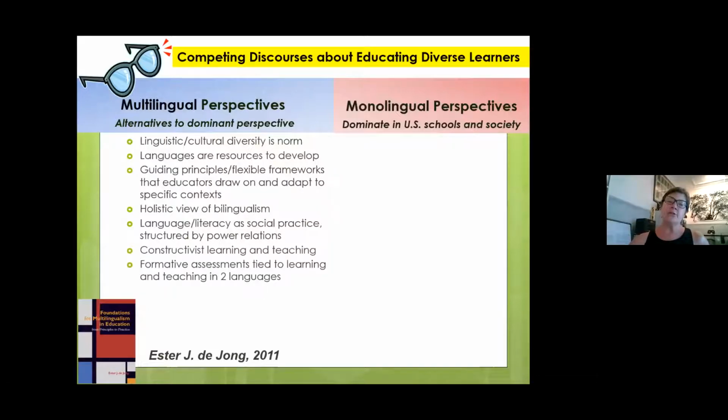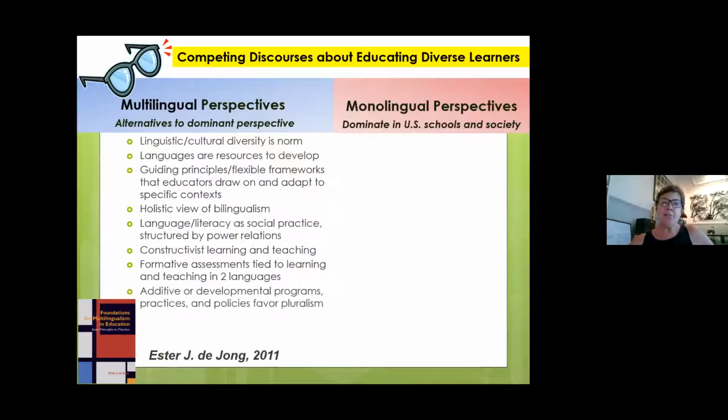We focus on formative assessments tied to learning and teaching in two languages, because we know that the most authentic way to assess student performance is through formative classroom-based assessments. And we know that if it's a bilingual student, we need to assess what they can do in both languages or all the languages in their linguistic repertoire, and not limit our assessment to only what they can do with half their repertoire. It's like crippling them.